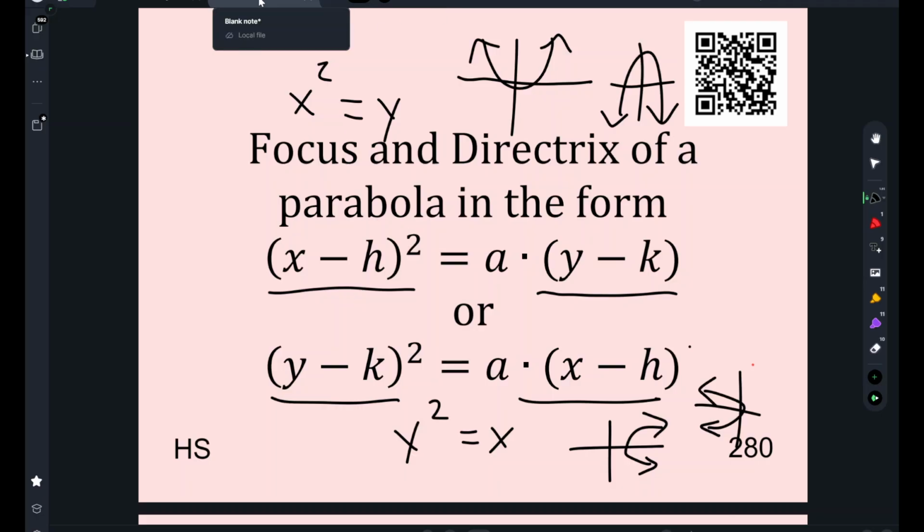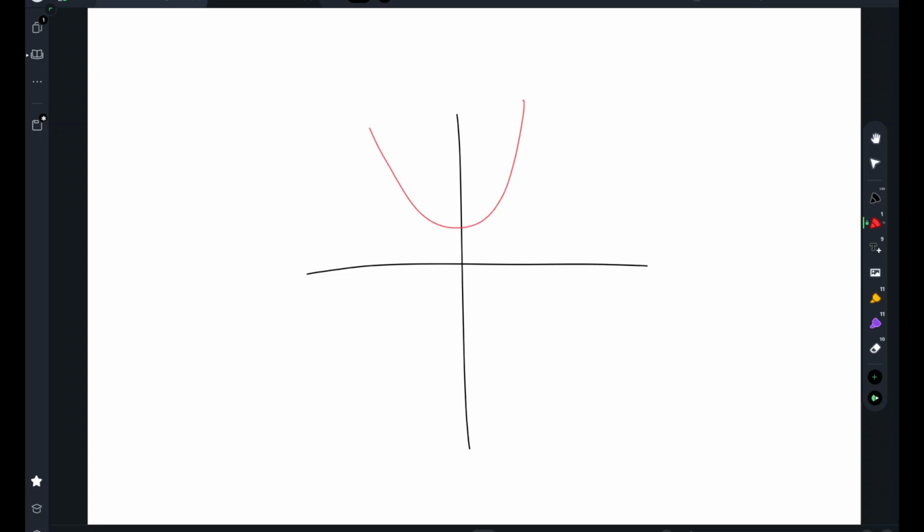Okay, so now what are the focus and directrix? Best to see with the picture. So I'm going to go ahead and just draw a parabola. We'll keep it easy, something that we can understand very easily. The idea is there's some point in the center called the focus, and then there's some line underneath called the directrix.